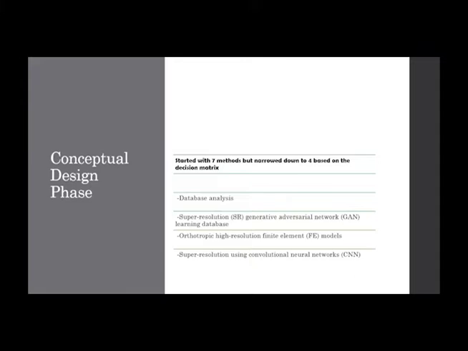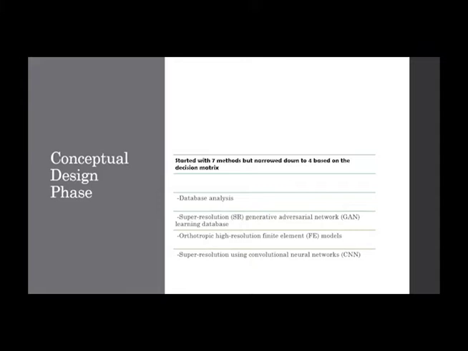Once we slightly reduced the number of methods, it was easier for us to research more into the 4 methods chosen. After we felt like we had a better understanding of those 4 methods through more in-depth research, we narrowed our methods down again, so we only needed to focus on 2 methods. Those 2 methods that we chose were the database analysis and the super resolution GAN learning database.